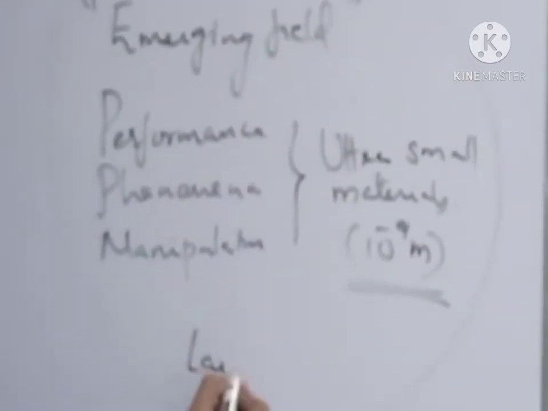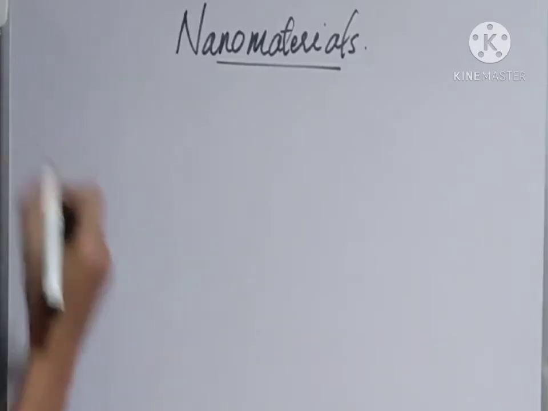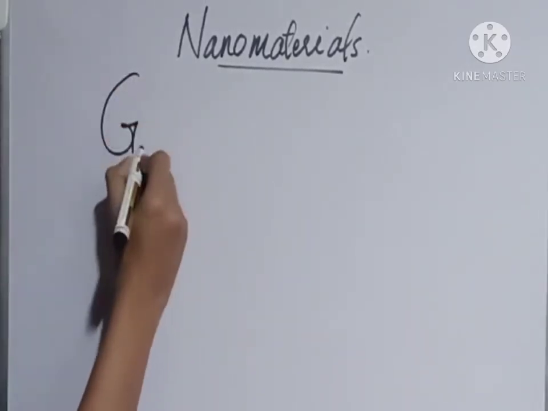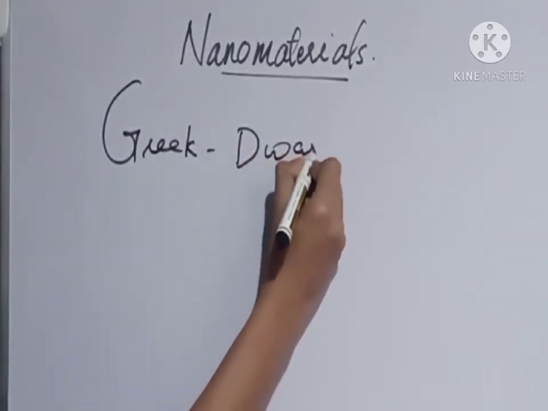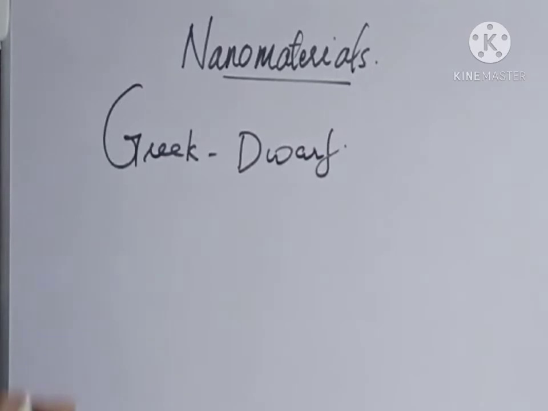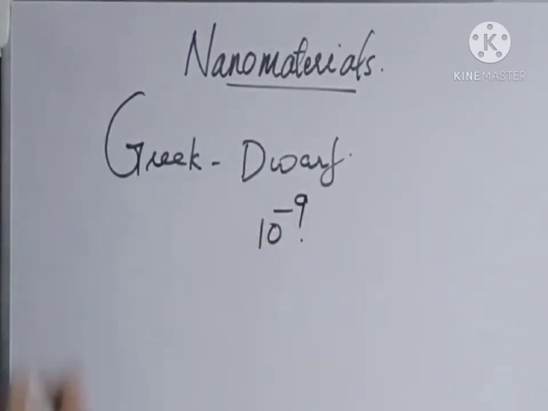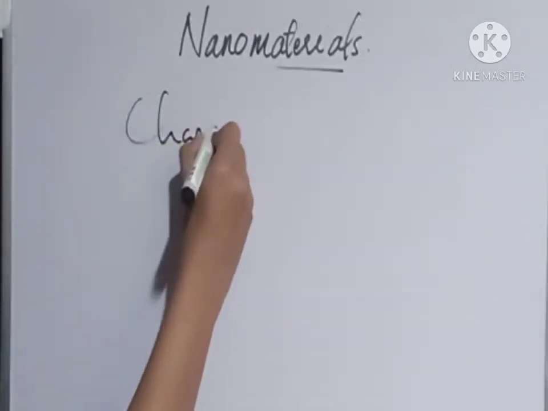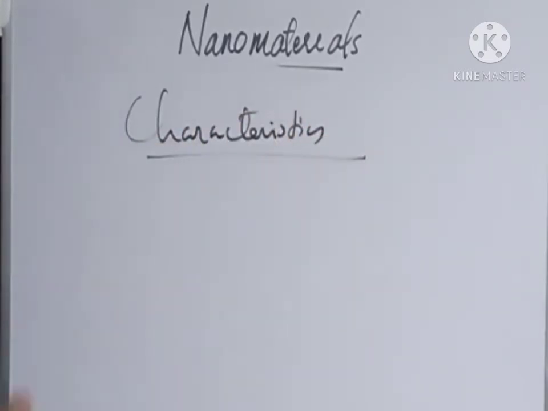The properties of these materials are extremely different from the larger particles. The word nano is derived from the Greek word dwarf, which represents the dimension 10 raised to minus 9. What are the characteristics of nanoparticles?